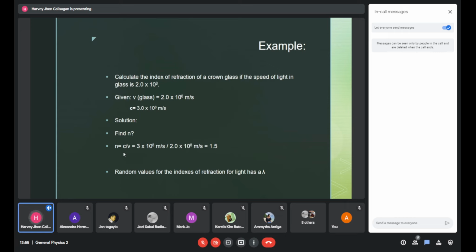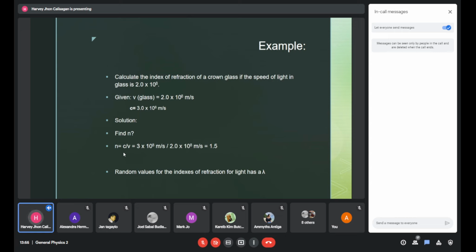There is no unit for the index of refraction because we're just looking at how much light was being refracted here, how much remained inside the crown glass, and why some glass is thin or thick, and why the light is reflected.